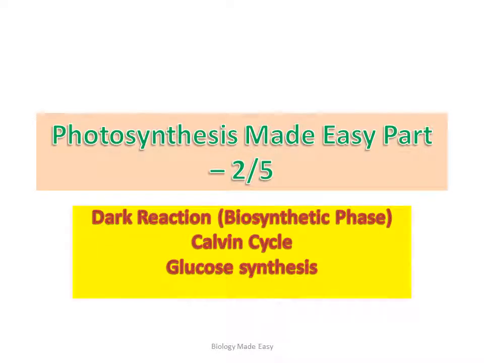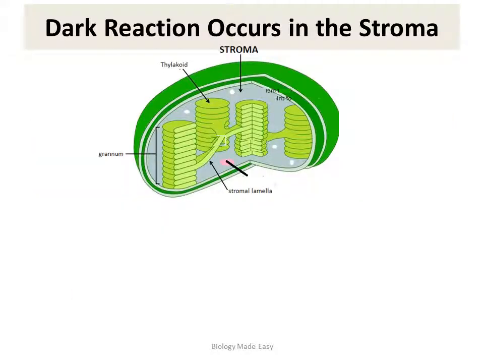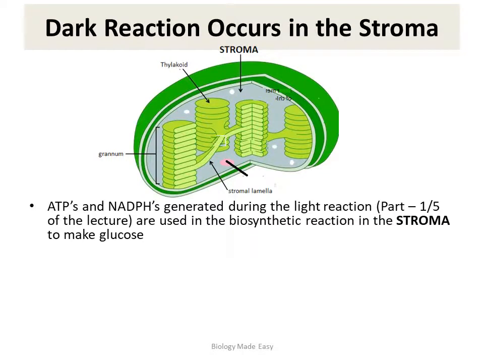In part 1 of this lecture, we discussed how light energy is harvested to produce ATP and NADPH. In this second part, we shall discuss how the products of the light reaction are used for the synthesis of glucose. You know from the previous lecture how light energy is harvested into producing ATP and NADPH in the stroma of the chloroplast. Here in the stroma, glucose biosynthesis takes place.